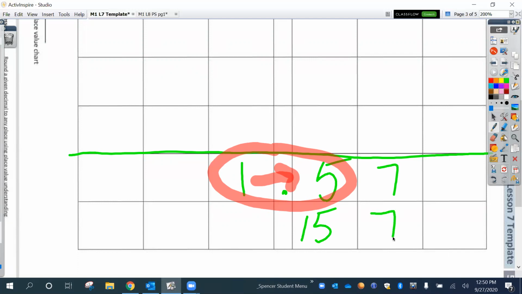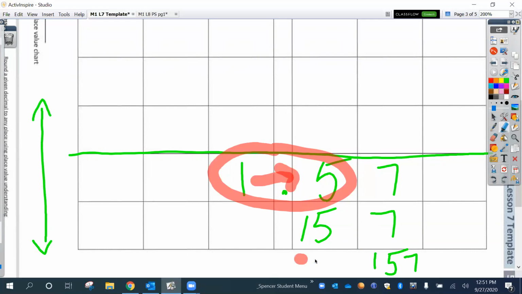Or if we did that one more time and regrouped again, we can shift this over to the hundredths place, right? And we could be left with 157 hundredths. Okay, so if we were to round this to the nearest tenths, we could draw a vertical number line.